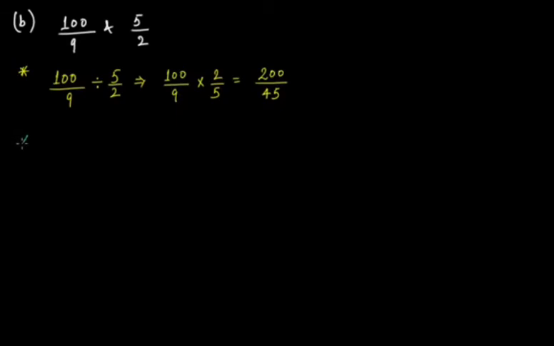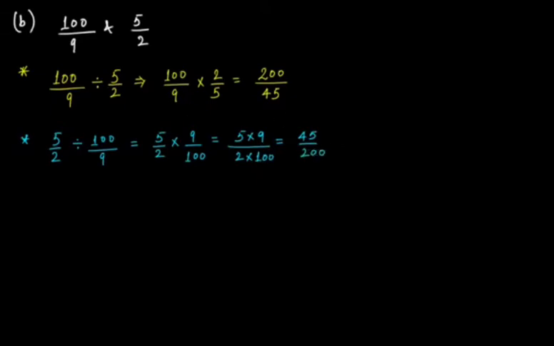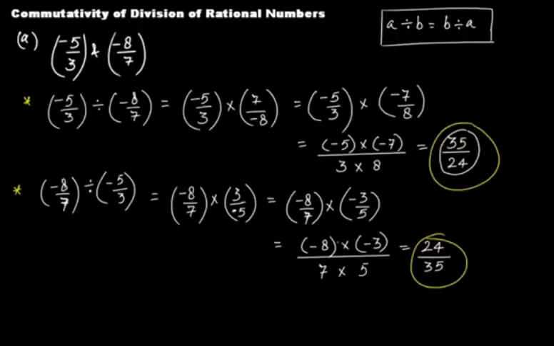In the second one, let's take 5 over 2 divided by 100 over 9. So this becomes 5 over 2 times 9 over 100, and this is 5 times 9 divided by 2 times 100. So you get 45 over 200. So here we have 200 over 45, and here we have 45 over 200. Clearly these two are not equal. Therefore we say that the division of rational numbers is not commutative. Addition is, multiplication is not. Subtraction is not, multiplication is, division is not.